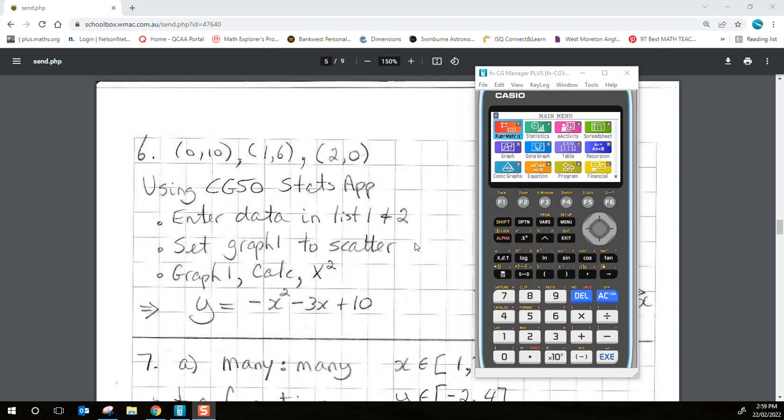Hi everyone. For this lesson I want to demonstrate how we use our calculator to find the equation of a polynomial that will pass through the three given points. So this is one of the questions on our review worksheet, and the question says TEC active.